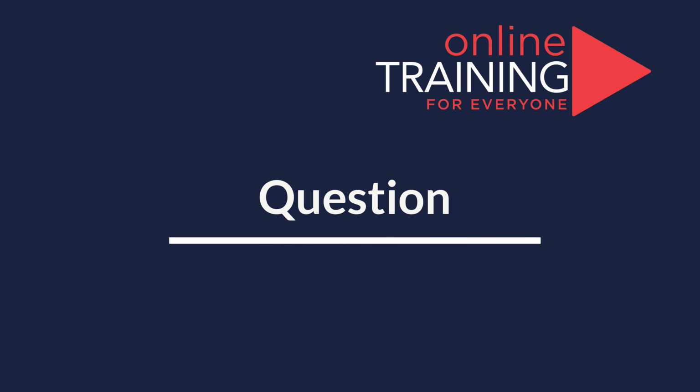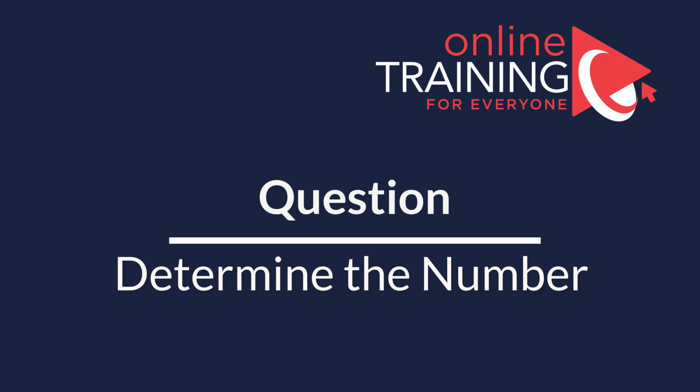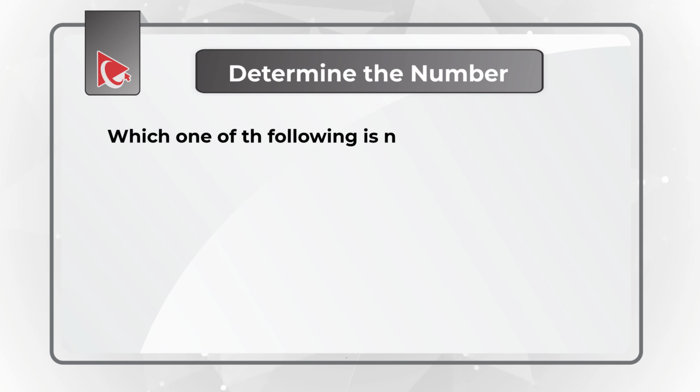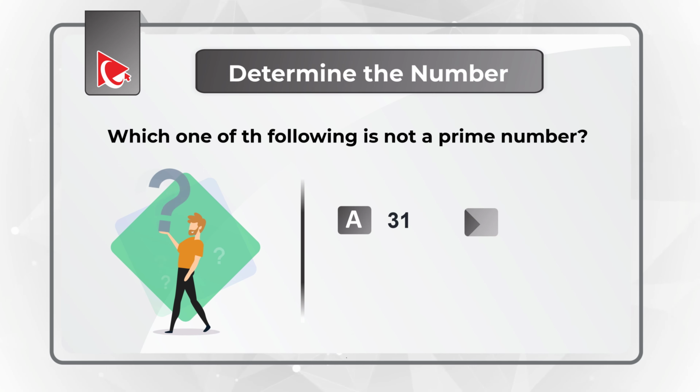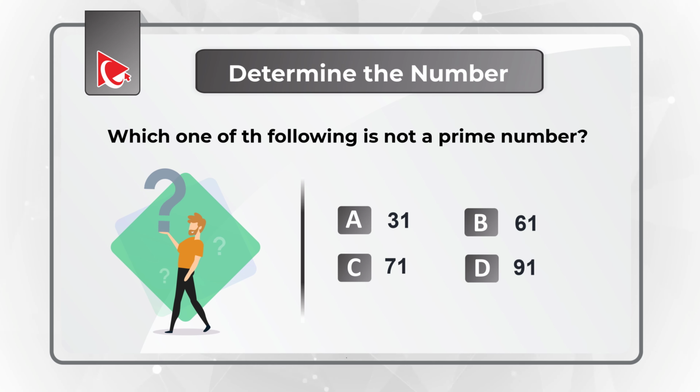Here's an interesting question where you are presented with a set of numbers and you need to determine which number is not a prime number. You have 4 different choices. Choice A, 31. Choice B, 61. Choice C, 71. And choice D, 91.